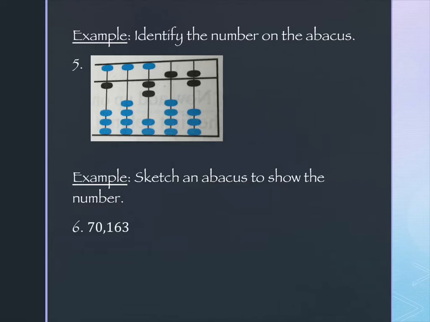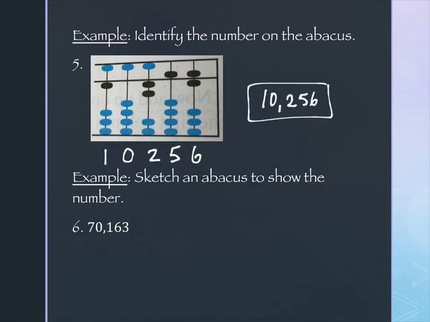What's the first rod? 1. What's the second rod? 0. The third one? 2. And the next one? 5. And the last one? 6. So this is the number 10,256. What do you think? It's okay. It's not bad, right?